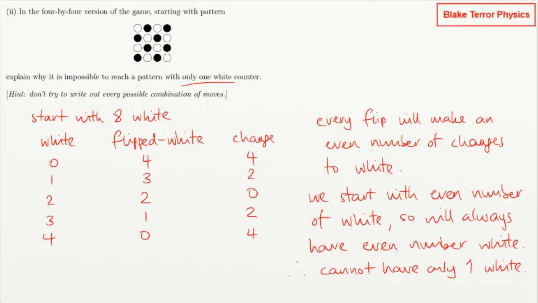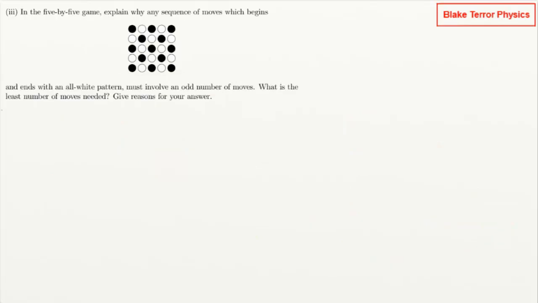Okay, that's already on to the last bit. In a 5x5 game, explain why any sequence of moves which begins with that and ends with an all-white pattern must involve an odd number of moves. And what is the least number of moves? Right, this is essentially the same question. So we started with 12.